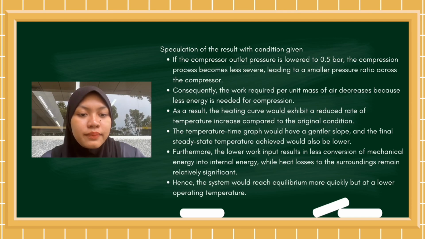reduced to 0.5 bar. If the compressor outlet pressure is lowered to 0.5 bar, the compression process becomes less severe, leading to a smaller pressure ratio across the compressor. Consequently, the work required per unit mass of air decreases because less energy is needed for compression. As a result, the heating curve would exhibit a reduced rate of temperature increase compared to the original condition. The temperature-time graph would have a gentler slope, and the final steady-state temperature achieved would also be lower.